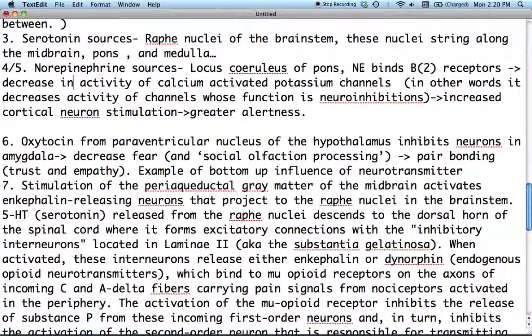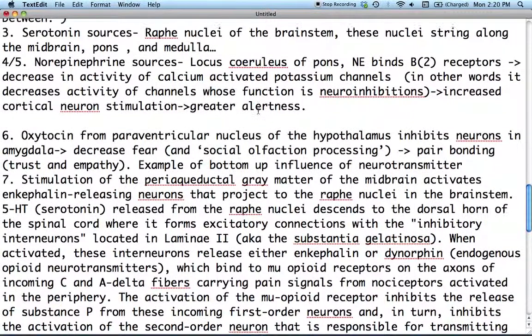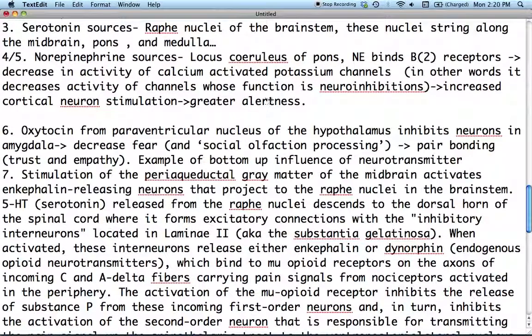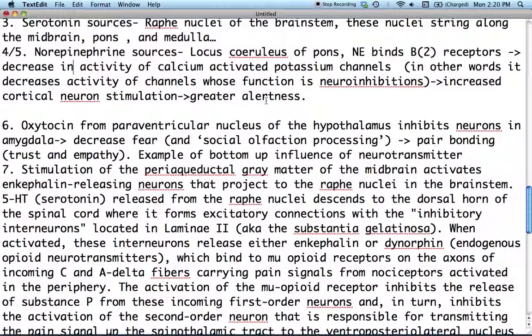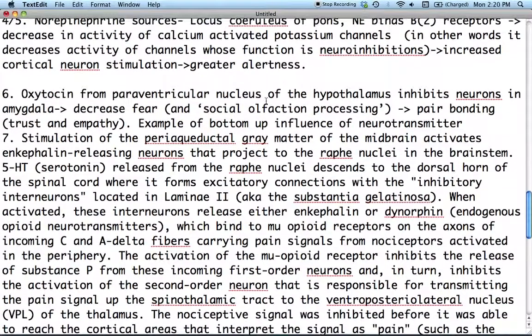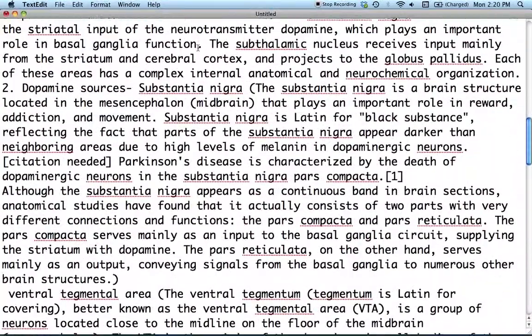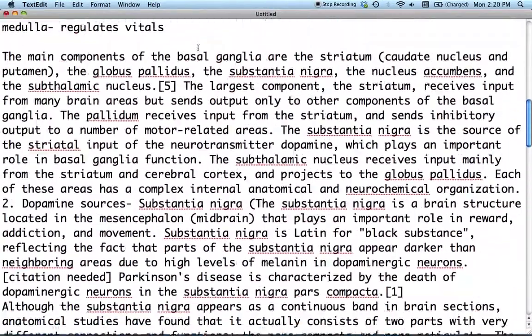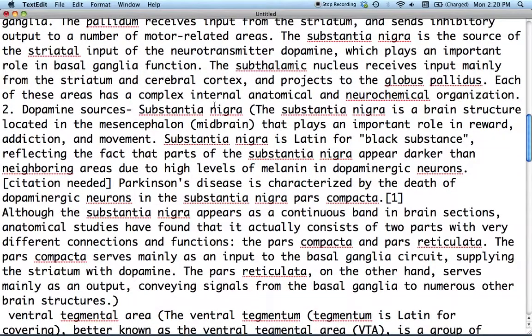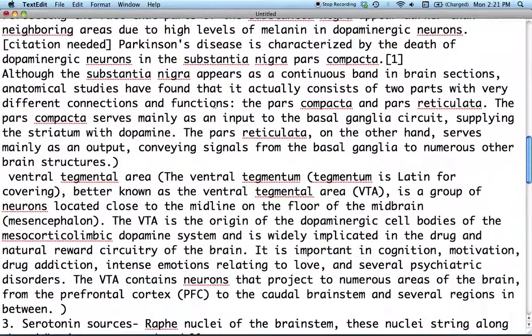Okay? So if we bind beta-2, decrease these calcium-activated potassium channels, we will decrease inhibition, the double negative. This means that we're going to increase cortical neuron stimulation, and this is why we have greater alertness when we're on or having accelerated dosages of norepinephrine, or increased secretion.